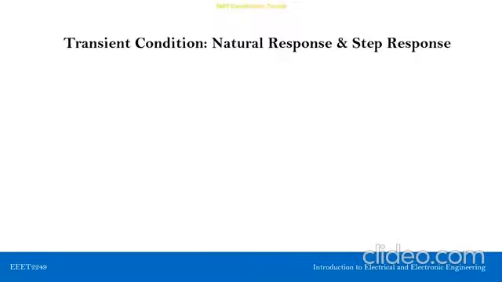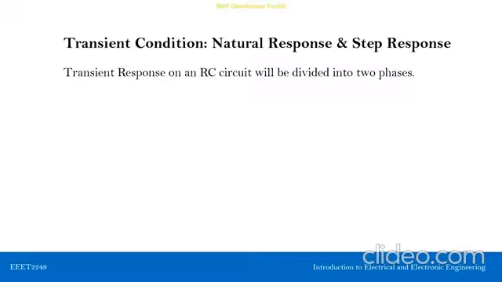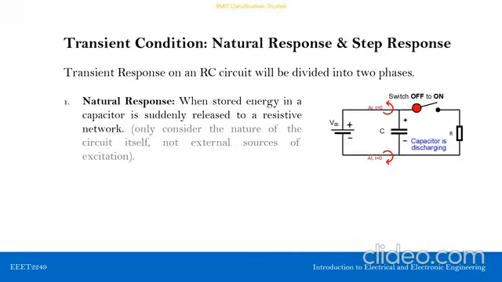As we have seen, there could be two types of response from a circuit during the transient condition. Those are known as natural response and step response. We will be explaining those in a minute. The transient response of an RC circuit will be divided into two phases. The first one is the natural response.